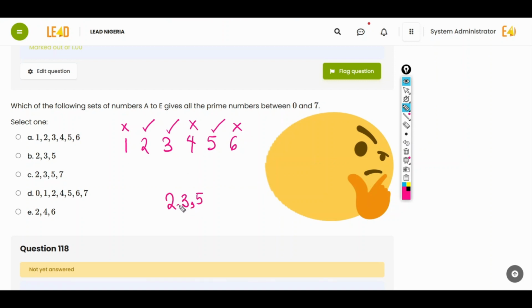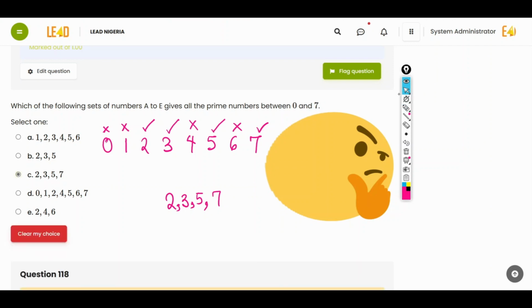But we don't have that option, and I think that's because when they set the question, when they said between 0 and 7, I guess they included 0 and 7. If you add that, 0 is not a prime number, because 0 can be divided by every number. 7 is a prime number, so we can add 7 to the group, and that makes the correct answer option C.